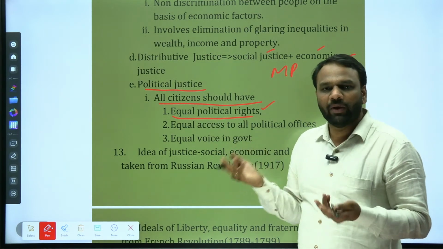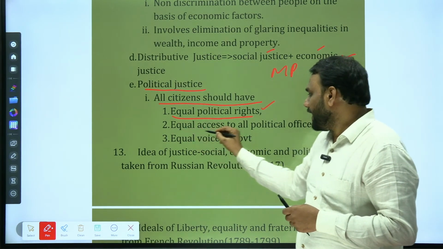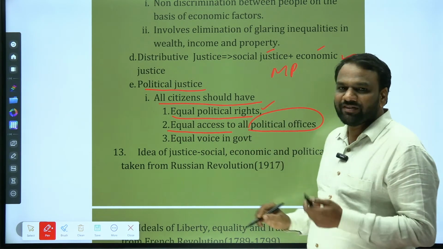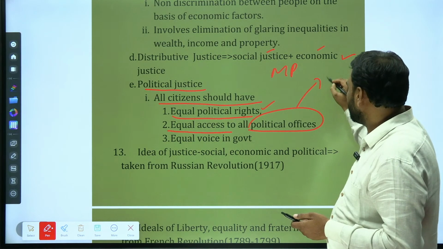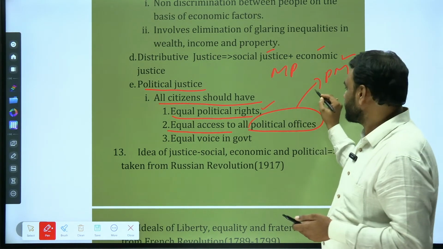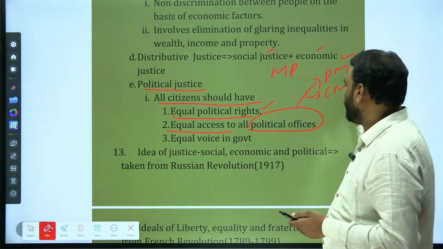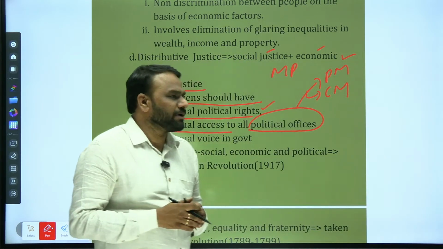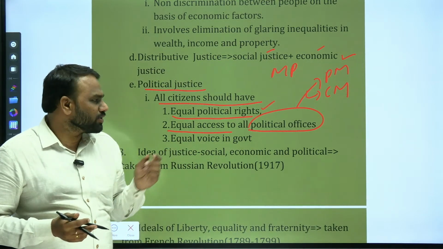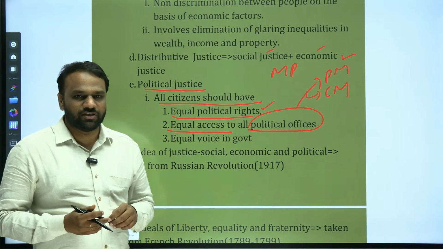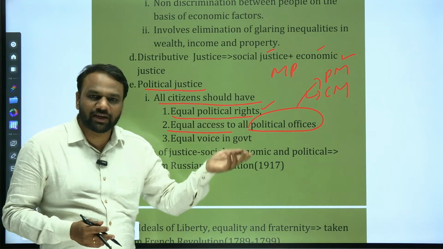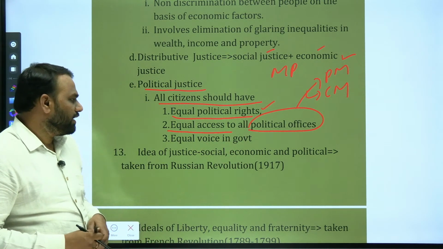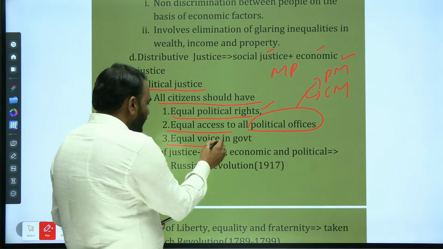So in India, we have equal political rights. Equal access to all political offices. When we say political offices, for example, the Prime Minister post is a political office. Next, the Chief Minister post is a political office. So in India, all the citizens, irrespective of their caste, religion, gender, have equal access to political offices. Anyone can become PM, anyone can become CM, irrespective of their race, religion, caste and all. Okay. Next, equal voice in government.